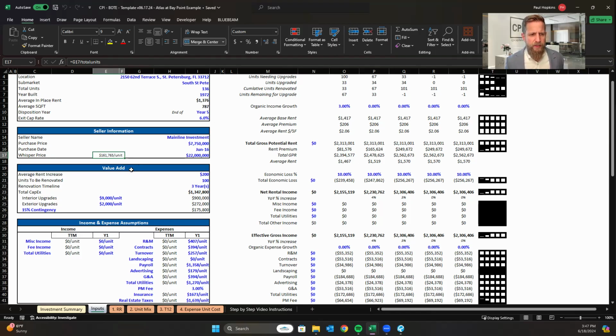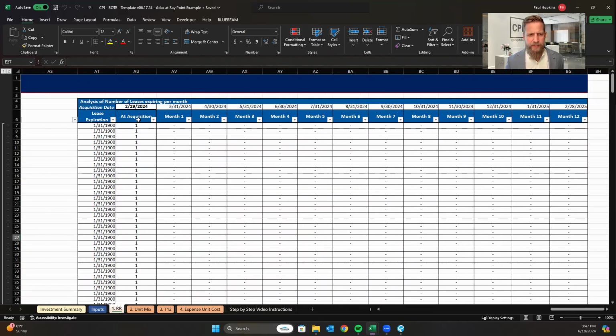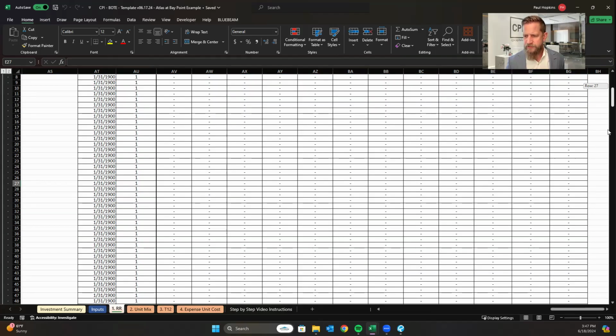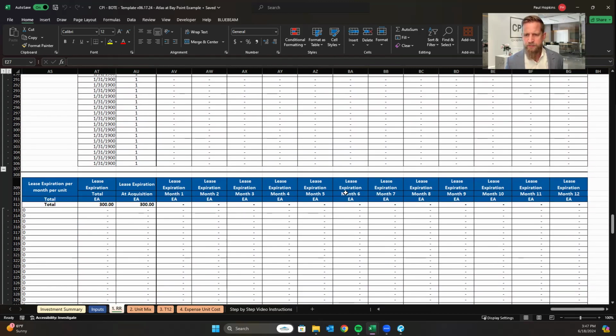As far as value add, average rent increase, again, you can pull this straight off of the broker offering memorandum. Units to be renovated. Let's do 100 units. Renovation timeline. So one way for me to figure this out is I look at the rent roll and the lease expiration schedule. And in fact, I have this built into this underwriting template here. This is the analysis of the number of leases expiring per month. And so what this does is at the bottom of this spreadsheet, it will total it all up and it will show you how many leases are expiring each month.